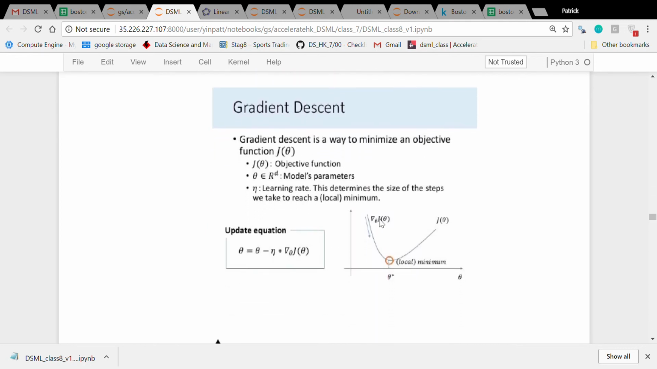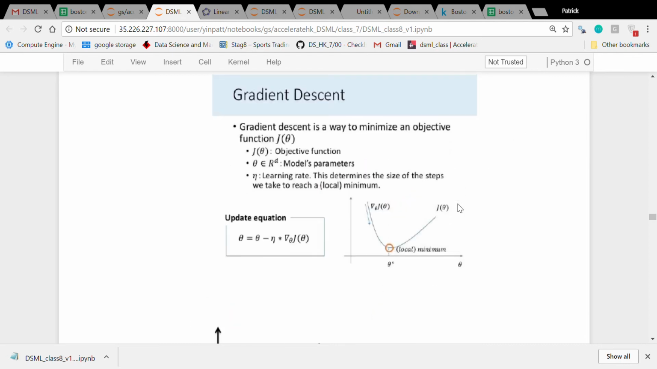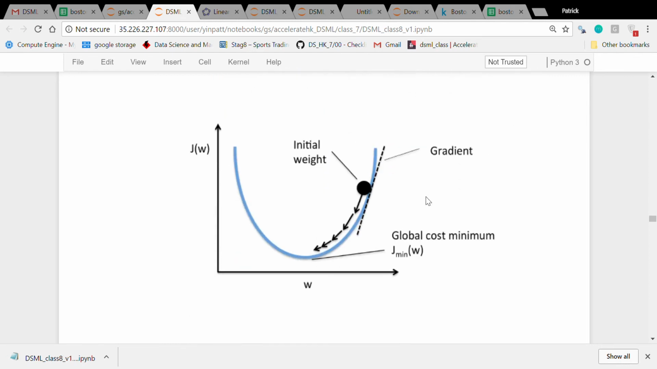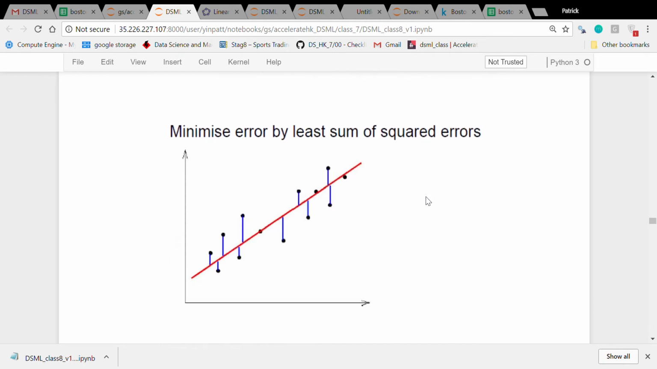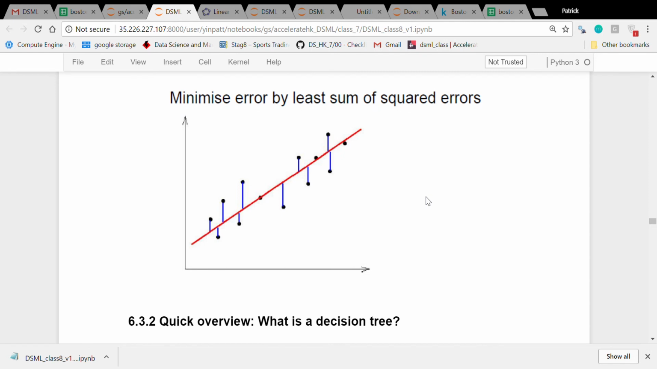If you care about the mathematical formula, this is how they do it. I don't really care, but you can go to Wikipedia. And this is what I meant by minimizing the least sum of squared errors. This vertical distance is the error, and what I do is just minimize the overall sum of it.